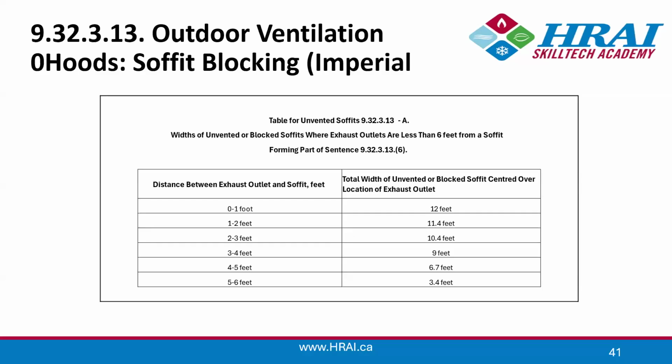So if your distance between the exhaust outlet and soffit is less than a foot, then you'll need to have 12 feet of continuously blocked soffit. You can still have your decorative looking soffit, but inside, above that, it needs to be closed off for 6 feet on each side of the exhaust outlet that's within 1 foot. As you move further away, up to 6 feet, you need less blocking, and after 6 feet, no blocking is required.